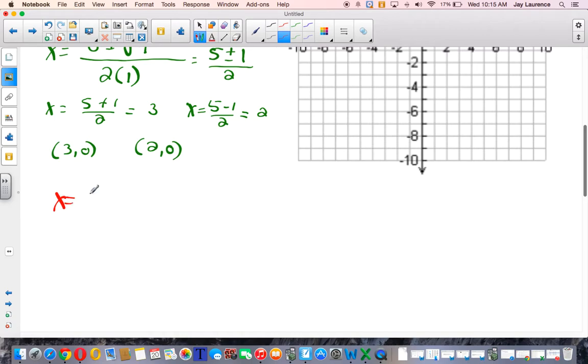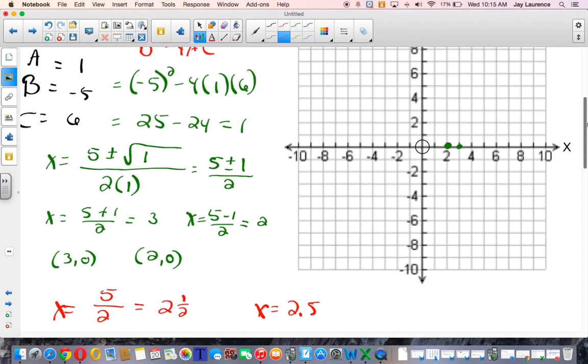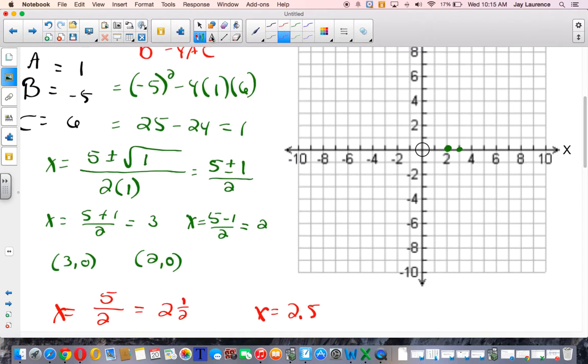X is going to equal negative of b, so it's going to be positive 5 over 2, so it's going to be at 2.5. All right. Now, Rebecca, you just found something very important. See the x equals 2.5? That's your axis of symmetry. Go to where x is 2.5 and put a vertical line going through there.